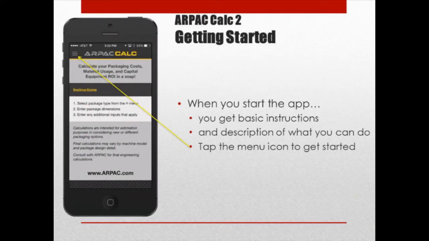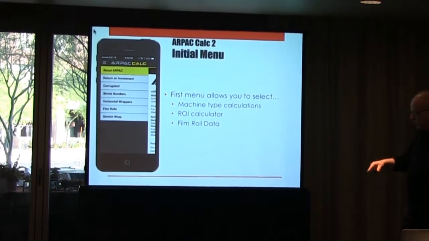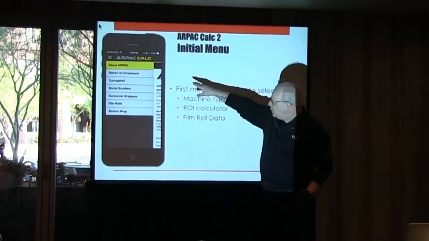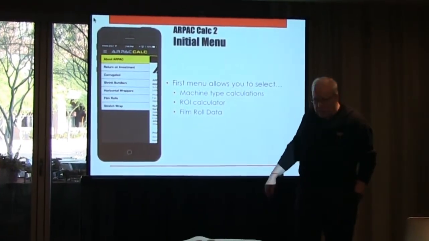And to actually get into the application, you tap on the menu. Those little three stripes at the top there is the menu item. Is the latest version from October? Yes. Okay. So when you tap on the menu, here's what you get. You get some return on investment, you get some machine options.